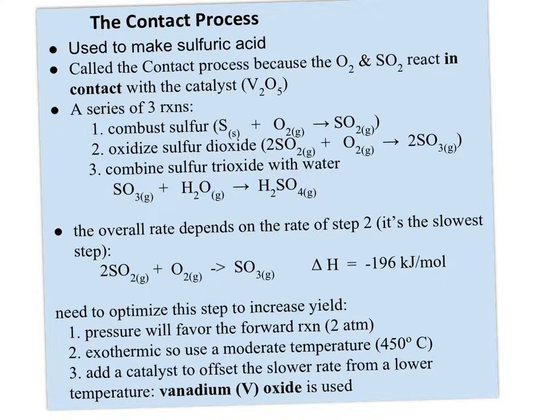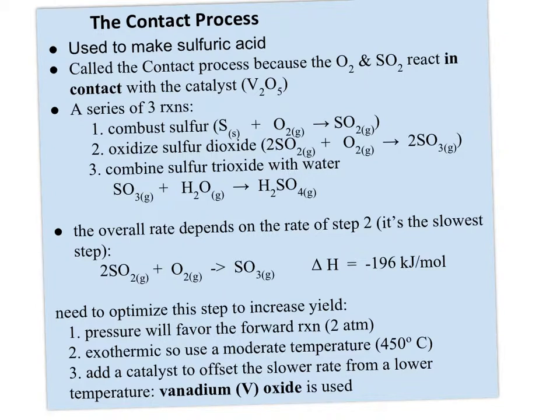That second step, though, is the important one because the overall rate depends on step 2 because it's the slowest step. So whatever your weakest link or slowest step is, that's what's going to hold up the whole process. So that's why there's a catalyst used in step 2, and hence the name contact process, because the SO2 and O2 have to be in contact with that catalyst.